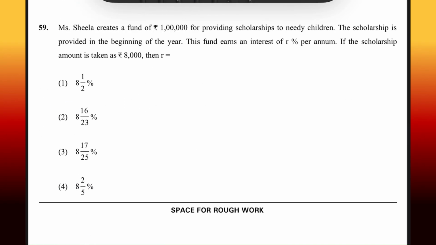Miss Sheila creates a fund for this many rupees to provide scholarships to needy children. The scholarship is provided at the beginning of the year, and it earns an interest of R% per annum. The amount of the scholarship is 8,000. So this is the case of a perpetuity, and that perpetuity is happening at the beginning of the year. So what is the formula? P equals R plus R over I. What is I? I is R over 100, right?